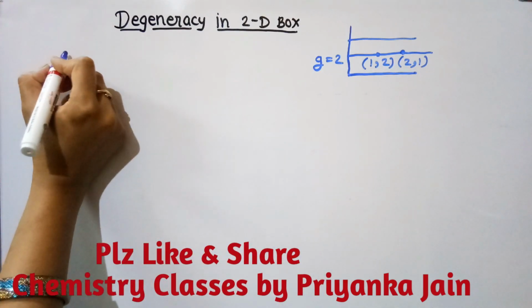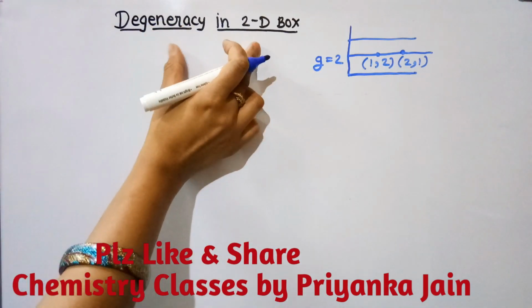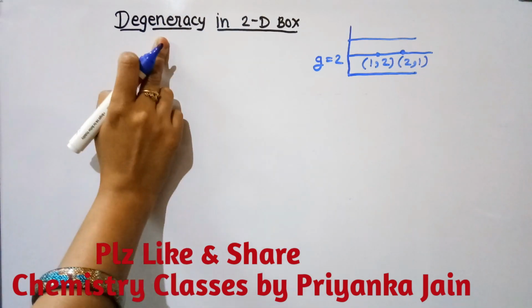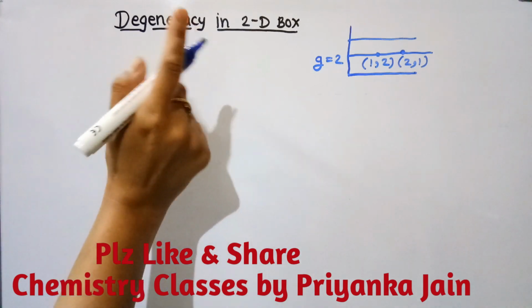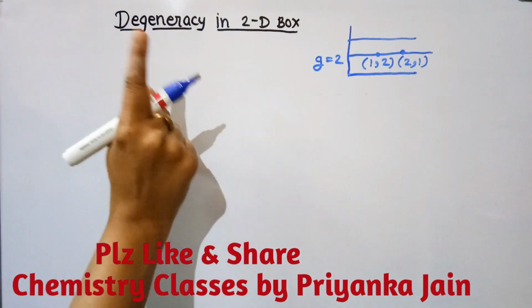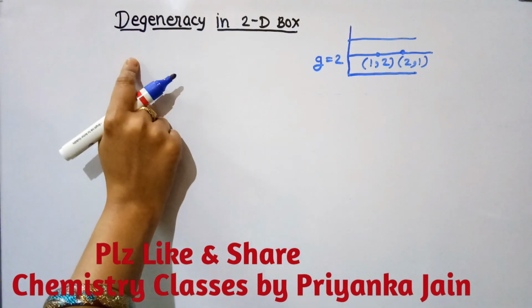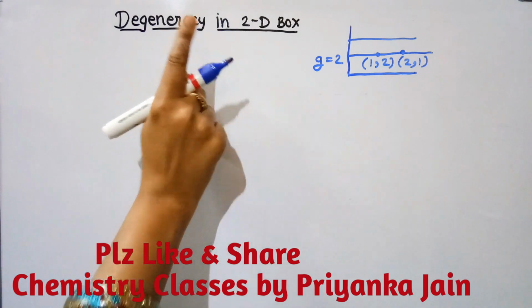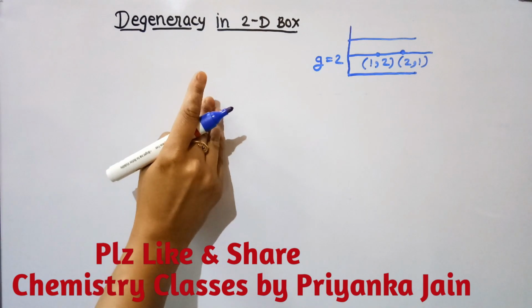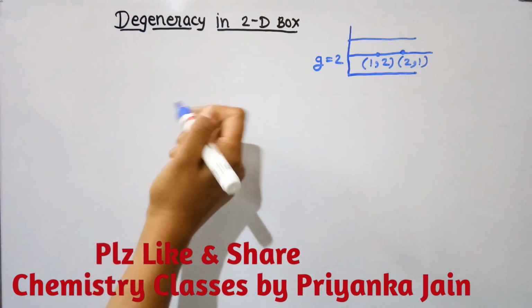Now see here what happens in the 2D and 3D cases, where we will see the degeneracy. In the 1D case, there will be no degeneracy because there is only one quantum number. So there will be only one state for each energy term. But in the 2D and 3D cases, there are 2 and 3 quantum numbers, so there may be different cases.